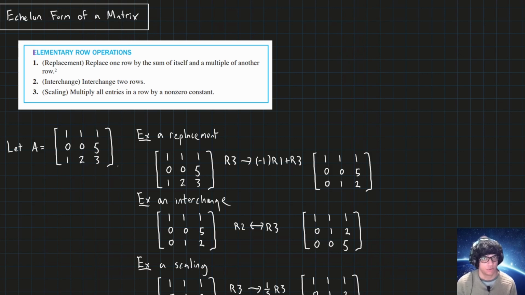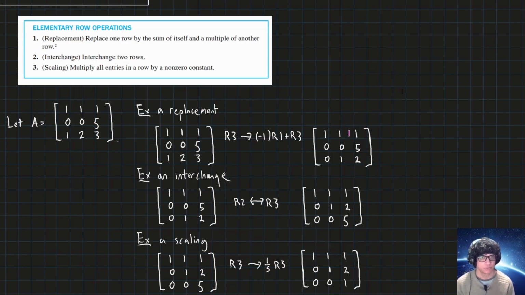Okay, so first we have to mention elementary row operations. Elementary row operations are operations you can do on a matrix that doesn't change the important properties of a matrix, essentially. There are three of them: replacement, interchange, and scaling. I'll just give an example of all three. Suppose this is our A here.